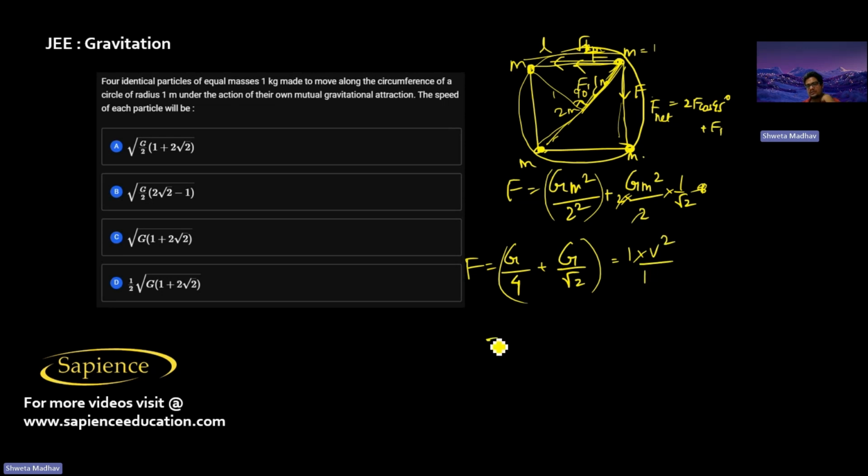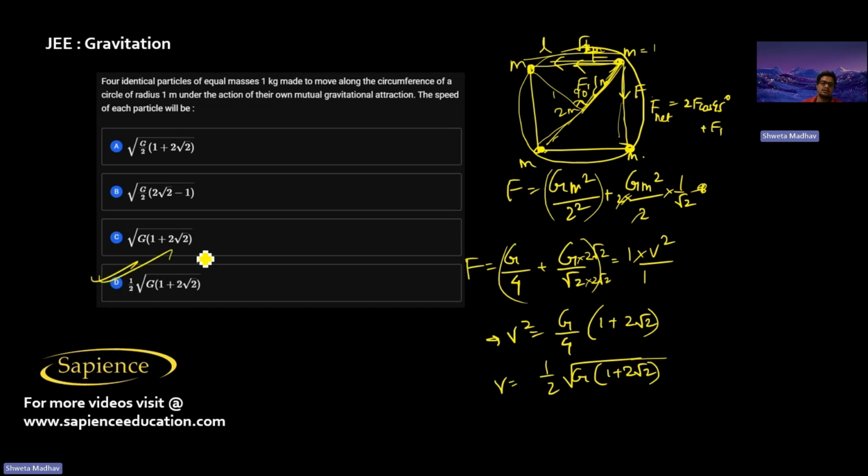R is 1. So v square is equal to G by 4 into 1 plus 2 root 2, since if I multiply by 2 root 2, then only it will be 4. So v will be equal to 1 by 2 root over G into 1 plus 2 root 2. So option D is the correct answer.